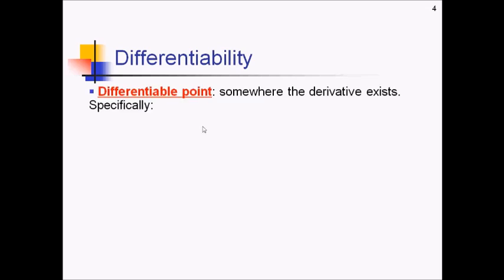Now that we've talked a bit about what derivatives are at certain points, let's talk about what it really means to be differentiable at a point. A differentiable point is basically somewhere where the derivative exists. This means it meets two criteria. First off, the point must be continuous. So that means that the limit must exist at that point, the function value must exist, and those two things have to actually equal each other.